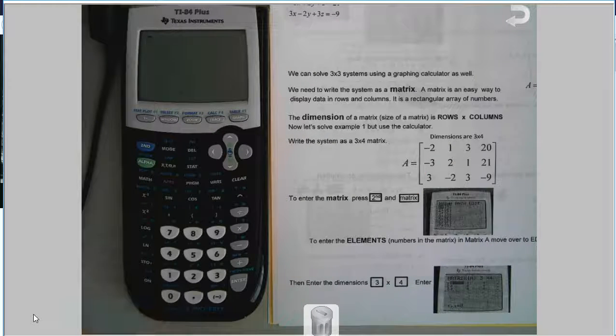So I'm going to try to show you how to do the faster method using the calculator to solve matrices. So let's look at this one right here from their notes, and we're going to use the alternate method.